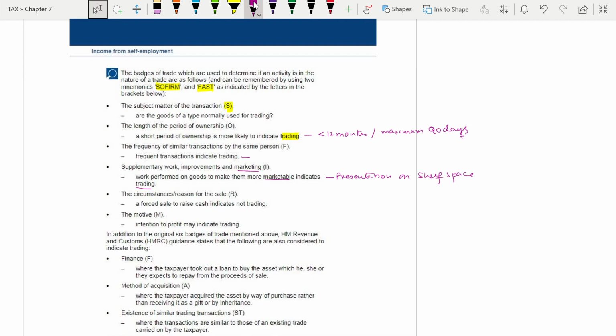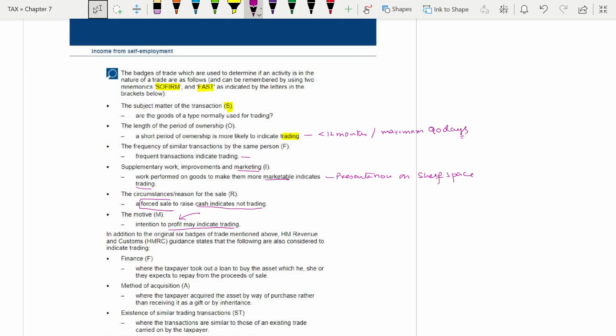Circumstances, the reason for the sale: if sales are to raise cash, it indicates not trading. A forced sale means you are pushing yourself, giving extraordinary discounts. That is not an example of trading. Forced sale means you have to sell it anyway, to dispose of it. The intention to profit may indicate trading. What is trading? That means your intention is to earn profits.